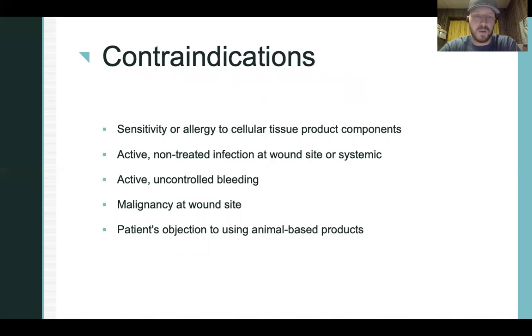Some of these wounds are fully resorbable and they're pretty good about being able to be used with drainage. But if you've got active uncontrolled bleeding, we need to get that under control before applying these. A malignancy at the wound site. You wouldn't want to introduce more tissue to a malignancy specifically at that wound site and give it a chance to grow a little bit more. And if a patient has an objection to using animal-based products or human placental tissue-based products, they're obviously not going to want to use this.